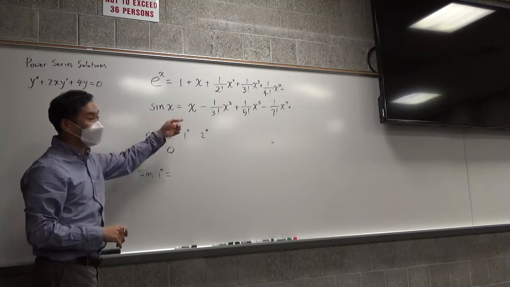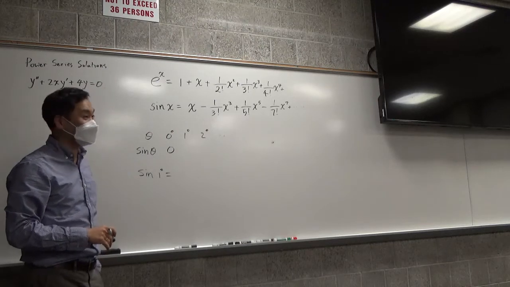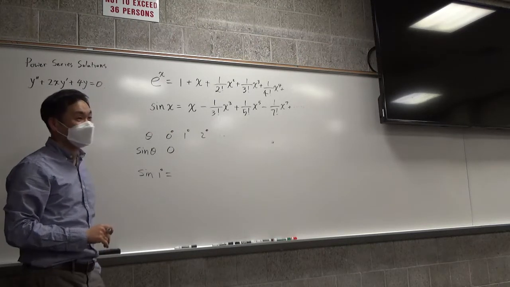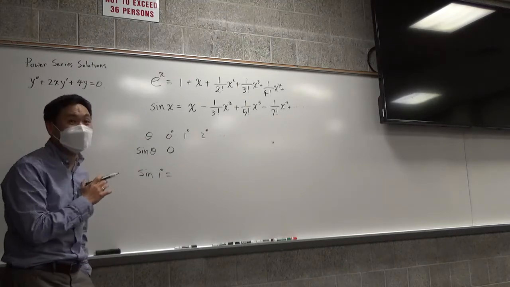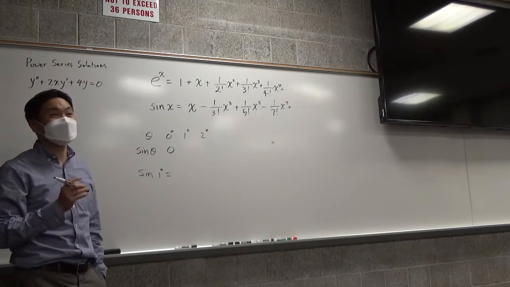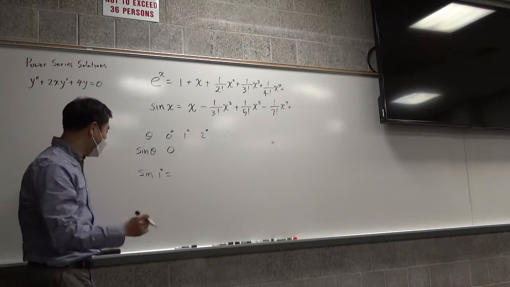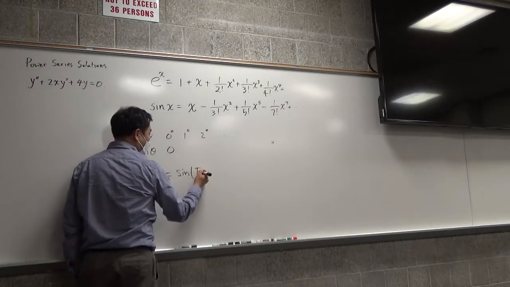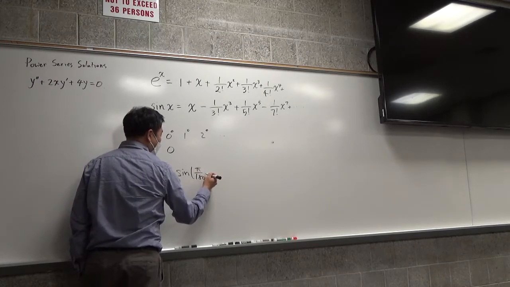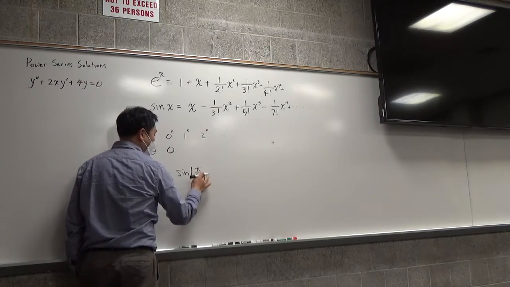What should you plug in here? No, you don't plug in 1. Be careful. You plug in the radian value. What's the radian value of 1 degree? It would be pi over 180, yes. So we'll just use pi over 180 radians.